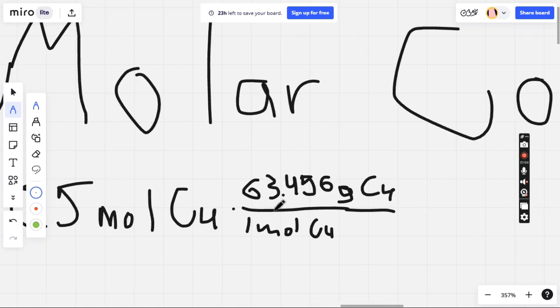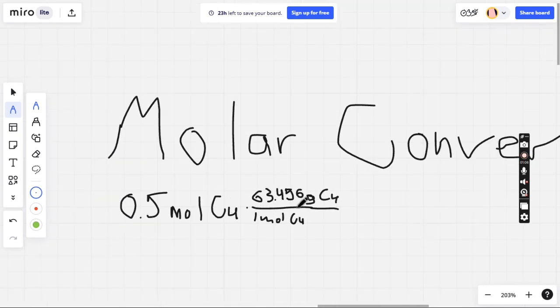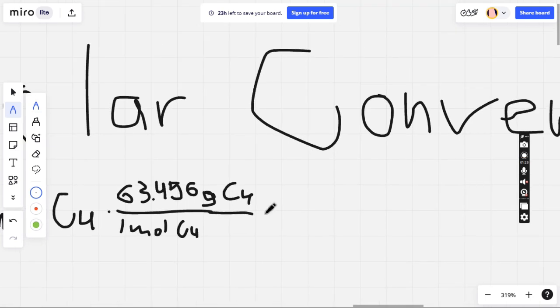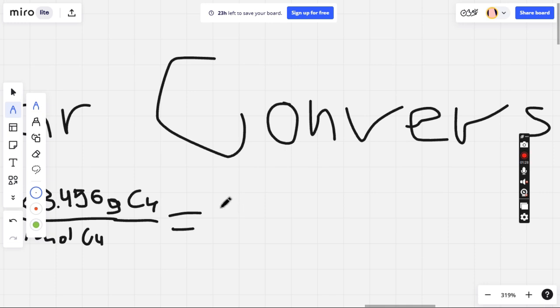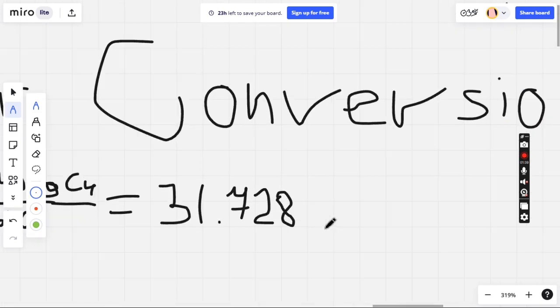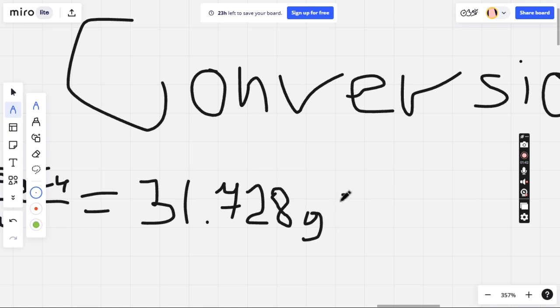As you remember, with these conversions, if it's on top, you multiply. So get out your calculator. I have mine right here. You would just take 0.5 moles and multiply it by 63.546. Boom. What I got, and you should probably also get, is 31.728 grams of copper. Don't forget the units.